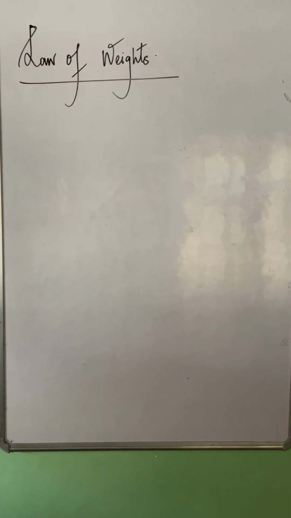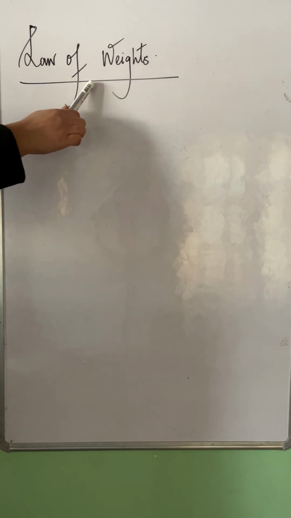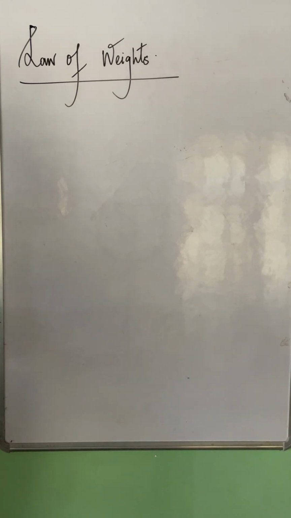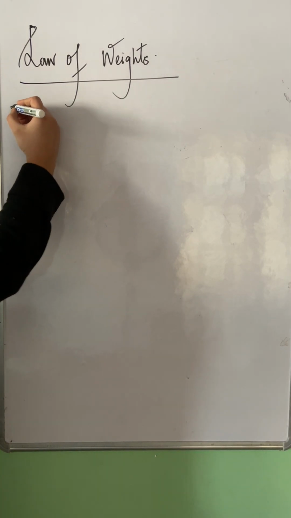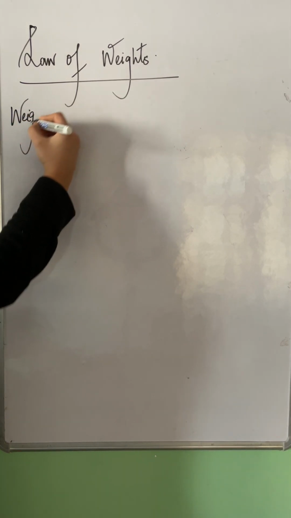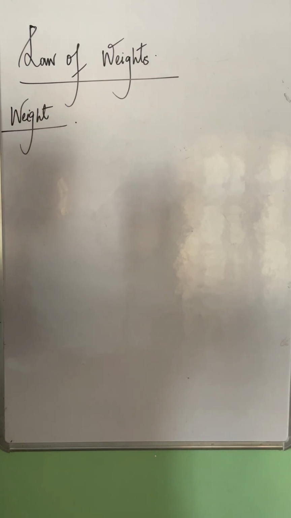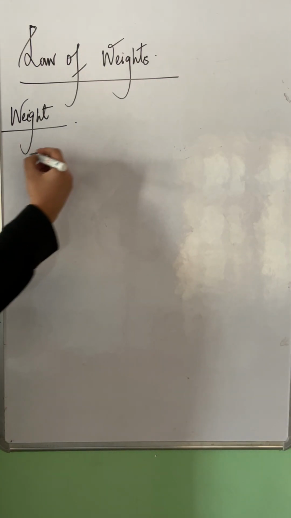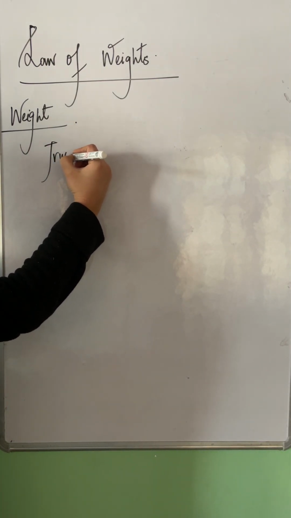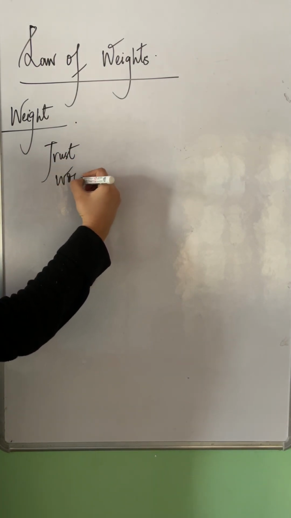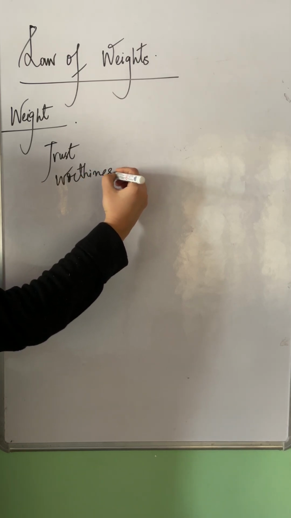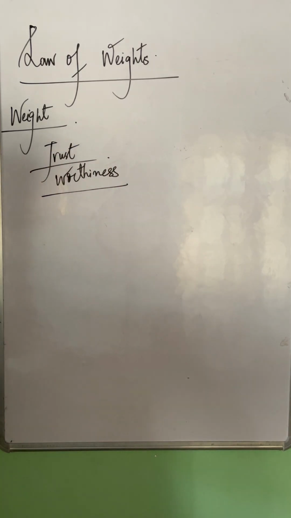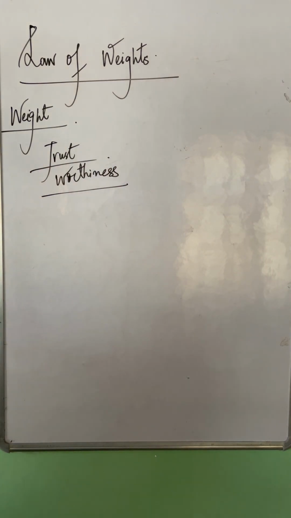All right, students, so let's begin. Law of weights. Before studying law of weights, we must know what is weight of a quantity. What is the definition of weight? The weight of a quantity is trustworthiness of a quantity. So the trustworthiness of a quantity is its weight.